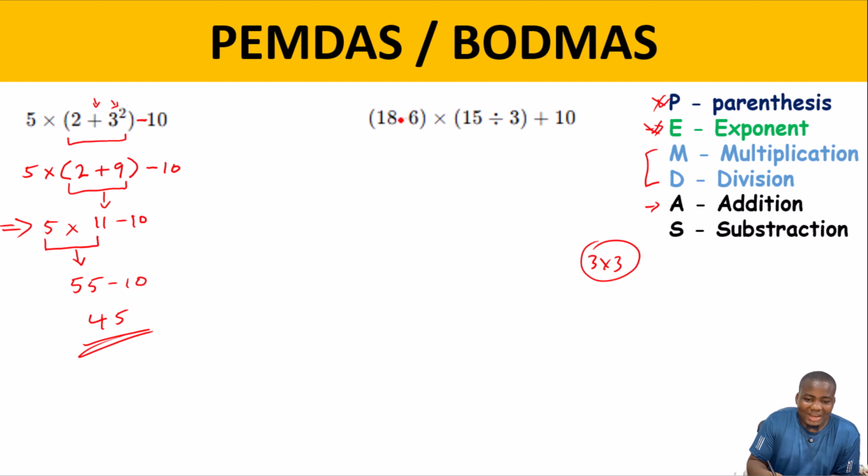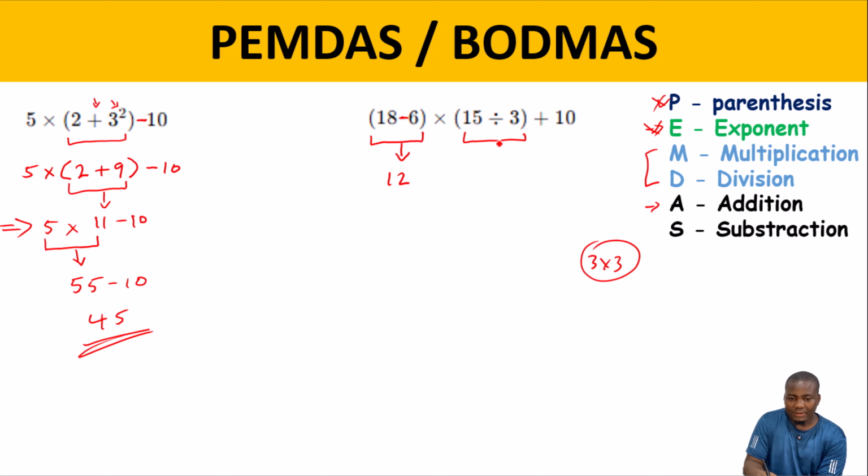So now we have this question. In this question, we notice that we have two parentheses. So this is not an issue. All we have to do is solve the two parentheses and then we write our expression. So the first parenthesis is 18 minus 6, and that is 12. The second parenthesis is 15 divided by 3, and that is 5. 12 times 5 plus 10.